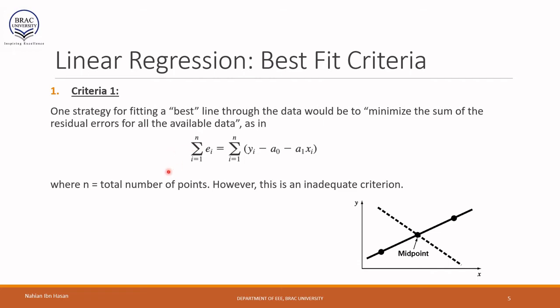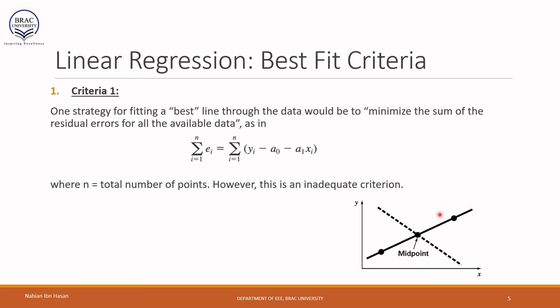So there is some slight loophole within this definition. This is an inadequate criterion. Why? Look at this figure. In this figure, there are 3 data points. The 3 data points are denoted by these 3 black dots, and the middle point is denoted here. So if we fit a curve through the data points, something like this, a line that goes through all of the data points, this black solid line.